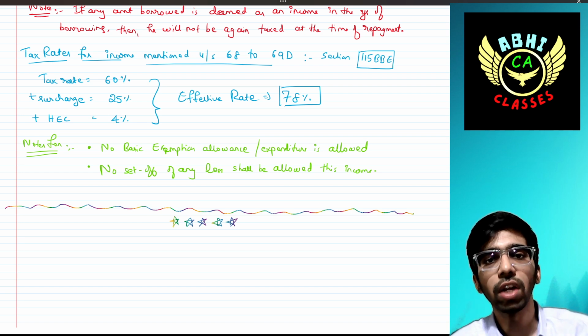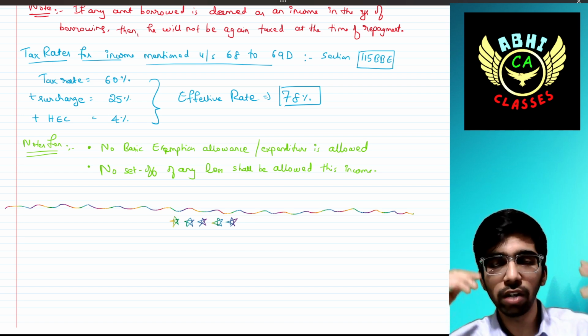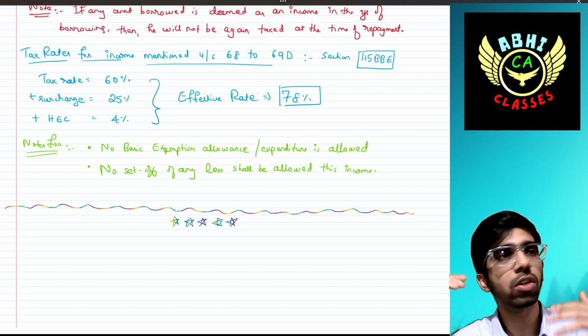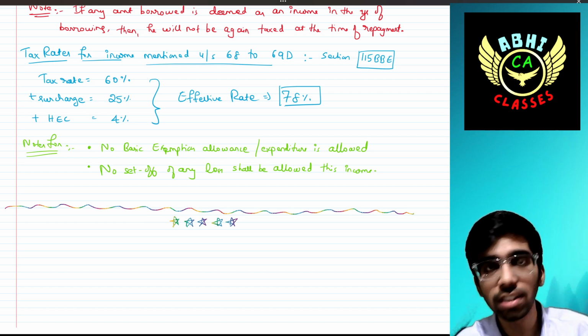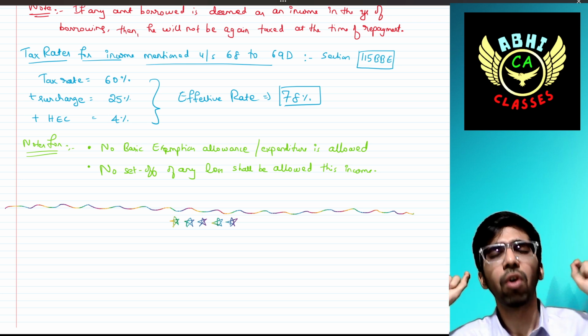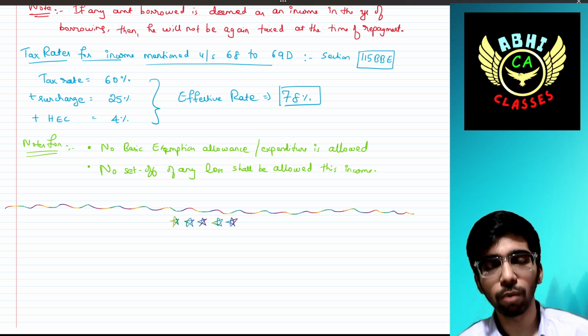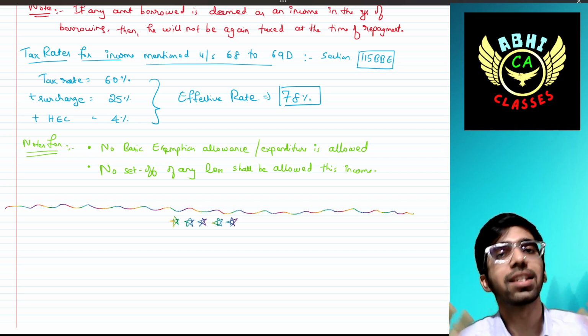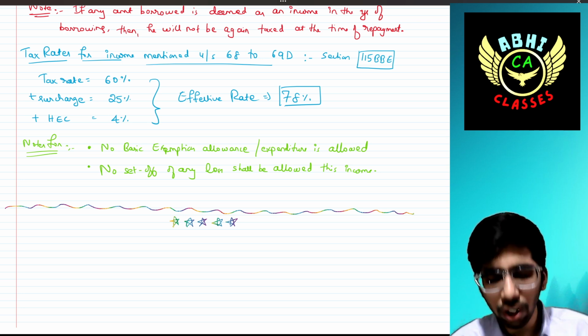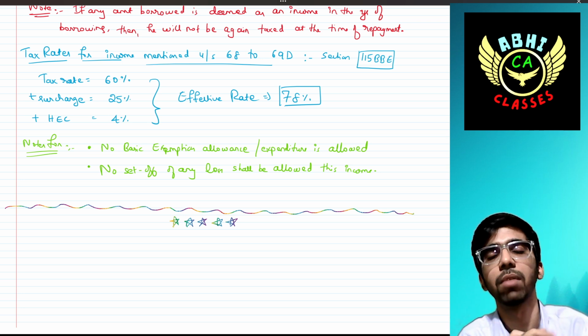Second, no set off of any losses shall be allowed. If I have any losses in another head, for example loss from house property, you are not in a position to set off those losses against this income. You have to pay on 10 rupees, on 100 rupees, even on 1 crore, without claiming any benefit of basic exemption limit or any set off. I hope you have understood this entire chapter.